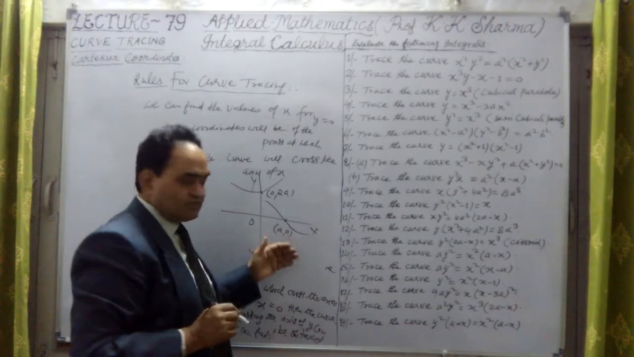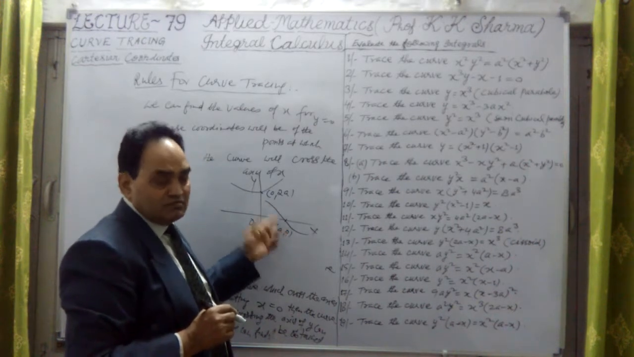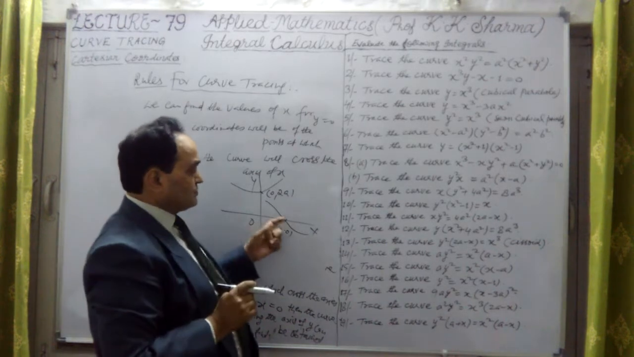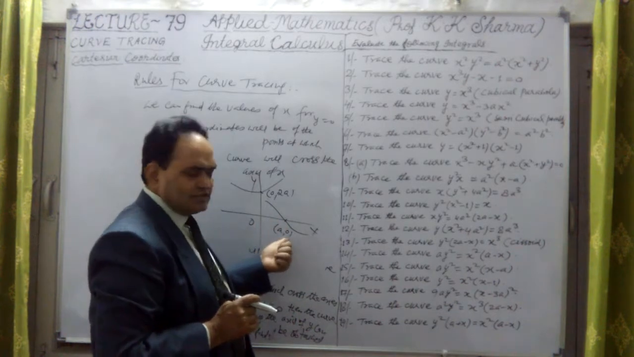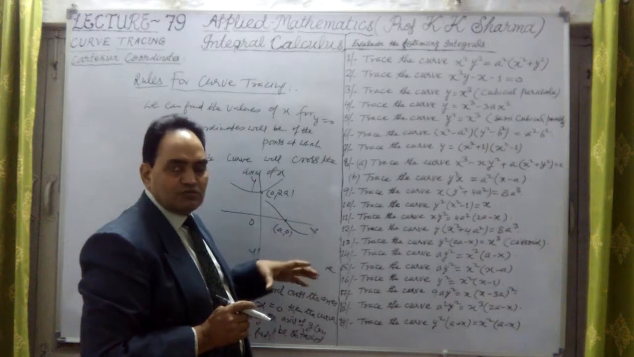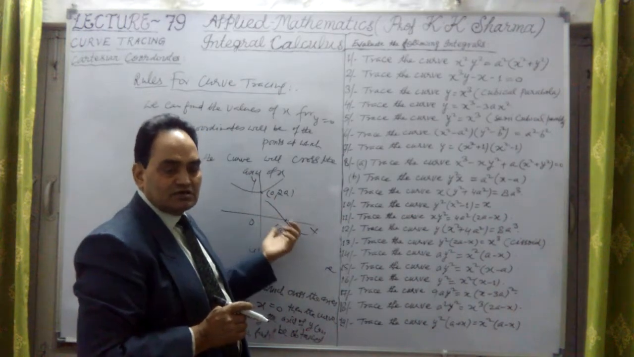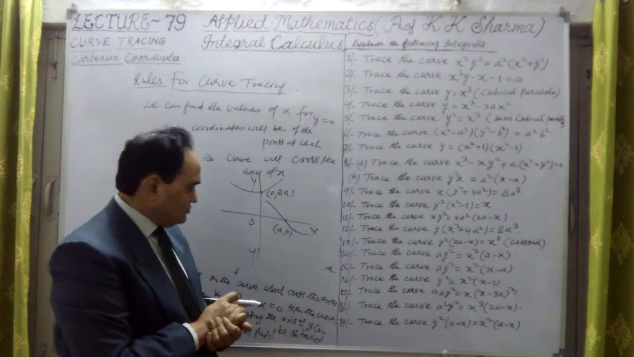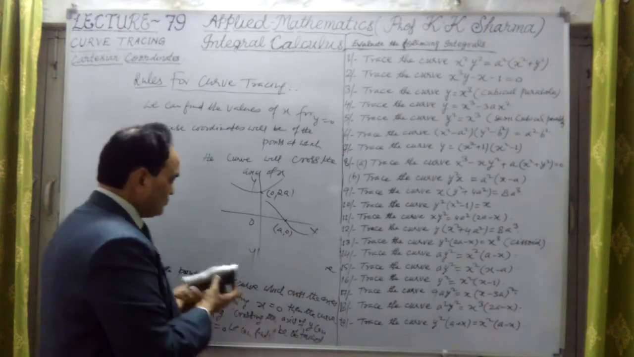So in this way we can find out where the curve is crossing the two axes. If they are cutting the x-axis or y-axis, those points of cutting or crossing can be calculated easily by putting x equal to 0 or y equal to 0 in the given equation. Whatever the values of the other variable are obtained, these are the points on the axis where the curve is cutting or crossing the axis. That is how we can find out the cutting points or crossing points.